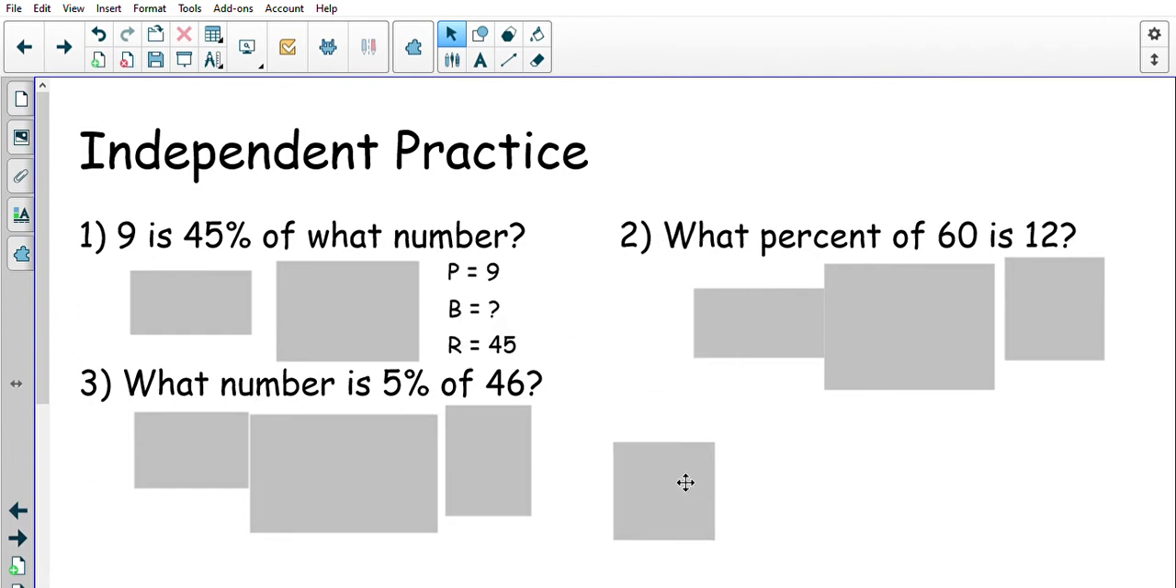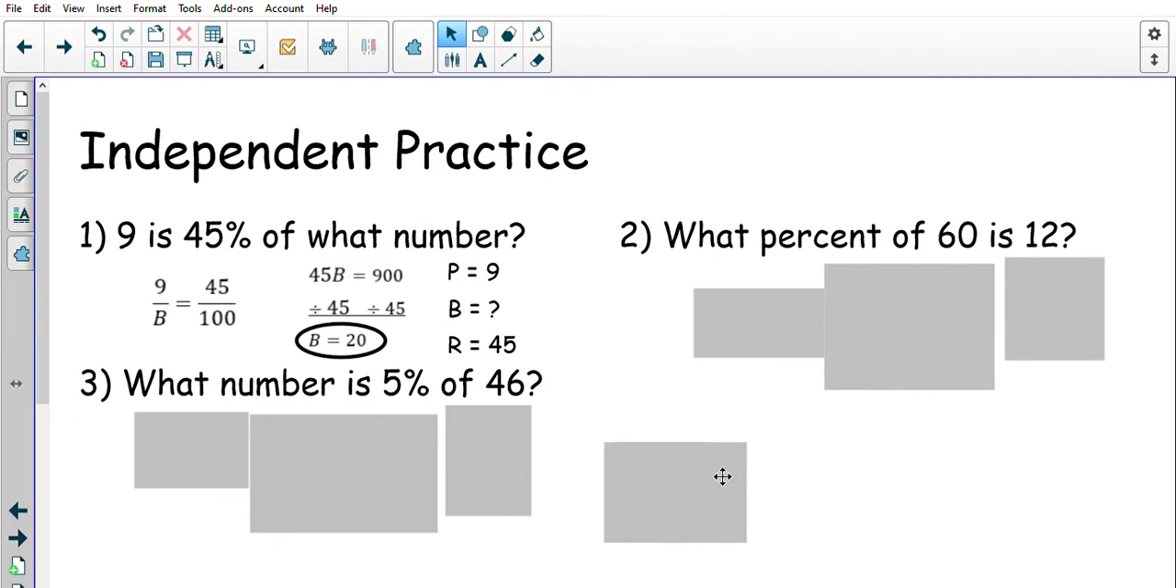Number 1, our part is 9, base is my unknown, it's very similar to numbers 8, 9, and 10, and then R is 45. So we have 9 over B equals 45 out of 100. When we cross multiply to solve, we will get that the base is 20, which makes sense. 9 out of 20 is 45%.